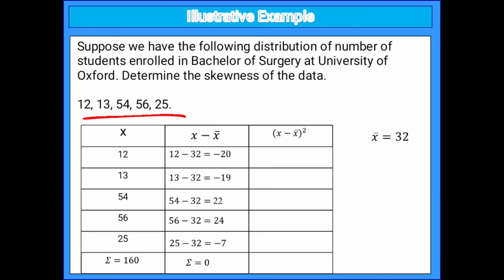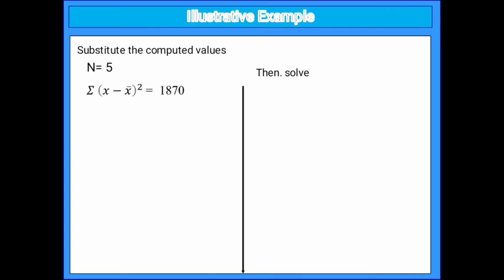So if you get 0, it means that you got the right values on each. Alright, so we're just going to square these computed values that we have. We have 20 squared is 400, 19 squared is 361, 22 squared is 484, 24 squared is 576, and 7 squared is 49. So get the total again. The summation is equal to 1870.